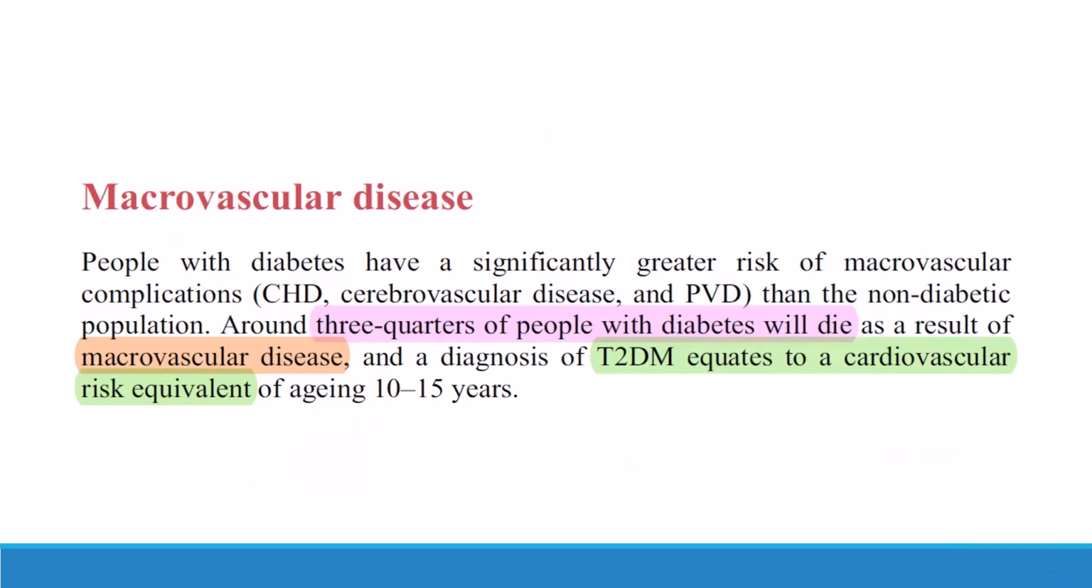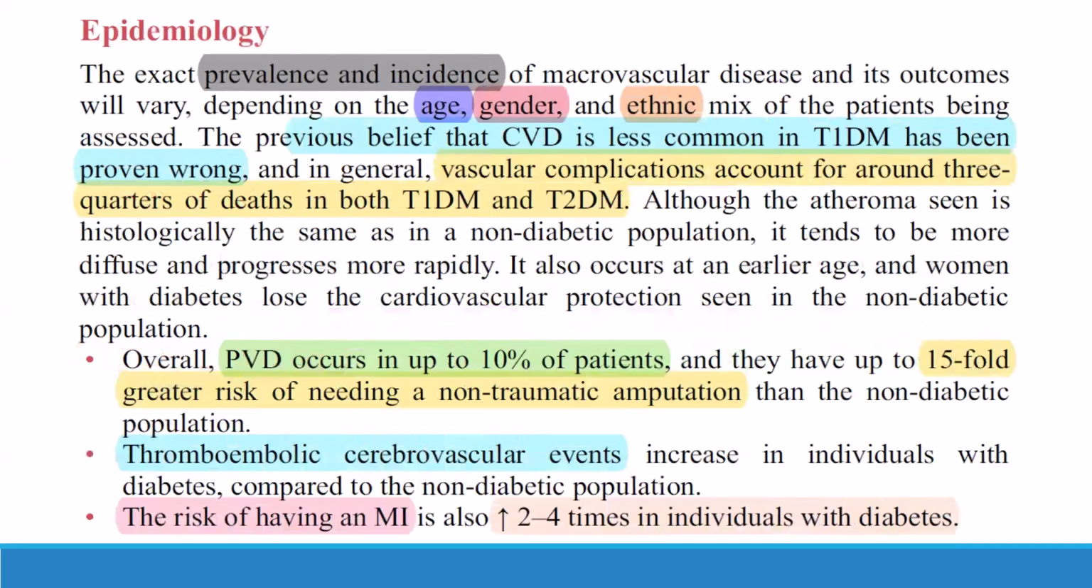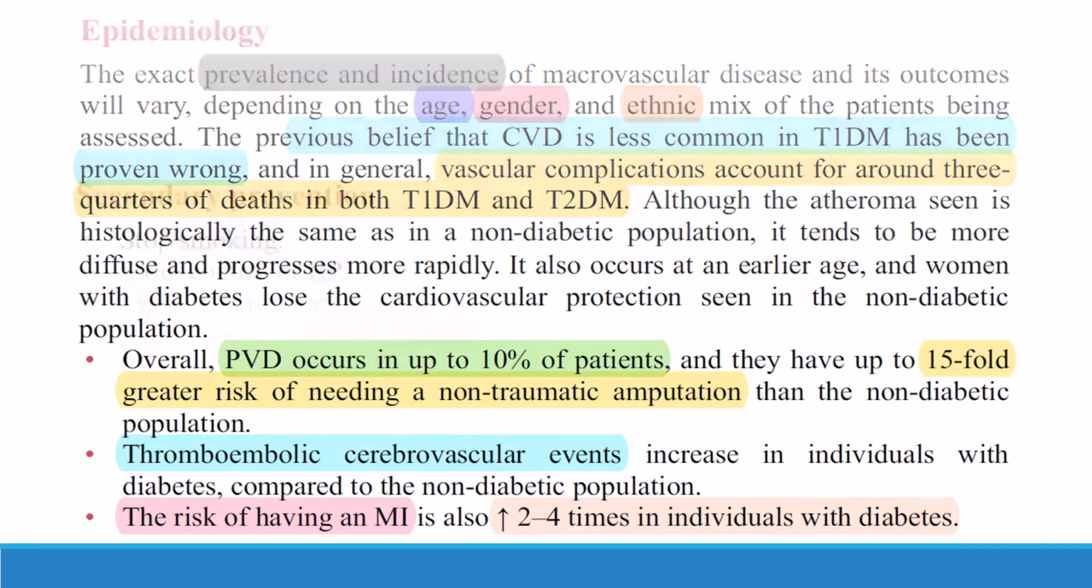Macrovascular disease: I just have to cover hypertension, dyslipidemia, and macrovascular disease in a diabetic patient briefly. Of course, macrovascular complications are increased in a patient with diabetes mellitus. The prevalence and incidence relate to age, gender, and ethnicity. Vascular complications account for around three quarters of deaths in both type 1 and type 2. Peripheral vascular disease occurs in up to 10% of patients, with a 15-fold greater risk of non-traumatic amputation. Thromboembolic cerebrovascular events increase, and the risk of MI is double to quadruple in individuals with diabetes mellitus.